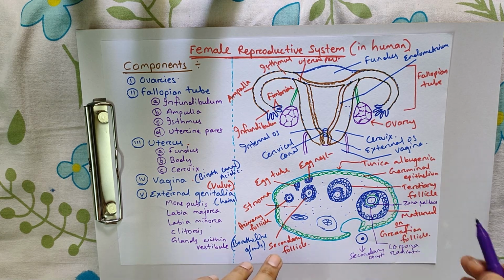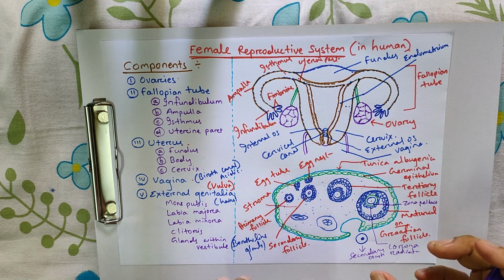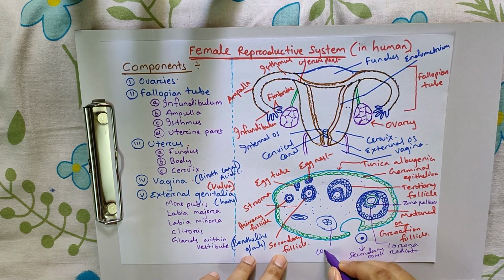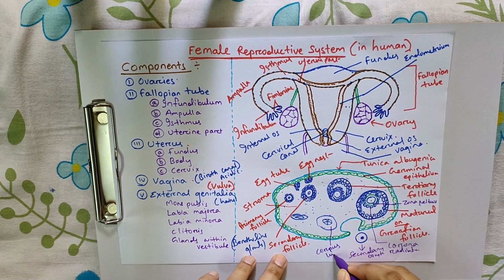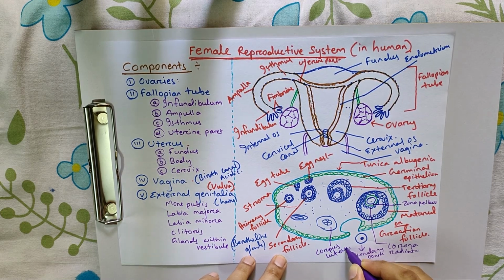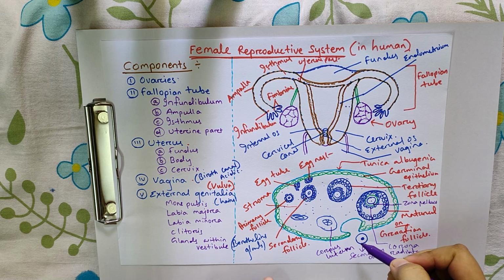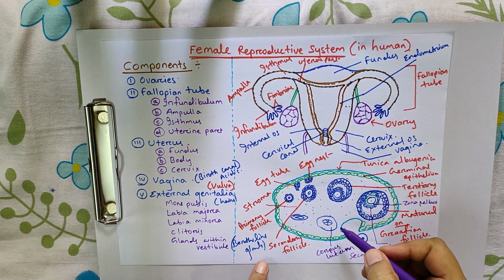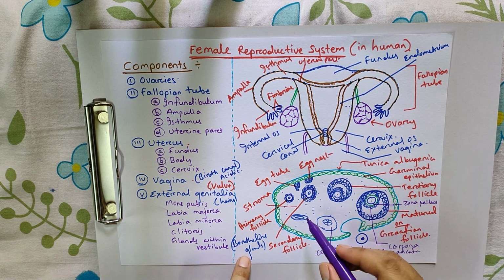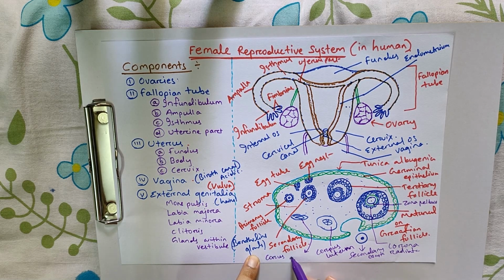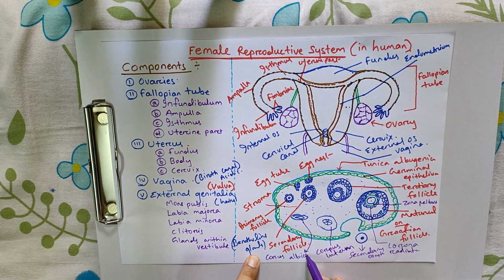After ovulation, the Graafian follicle or matured follicle becomes squeezed and develops into a glandular structure, that is the corpus luteum, which is a temporary endocrine gland. If the secondary oocyte does not undergo fertilization, then what happens? The corpus luteum degenerates and develops into a white structure, that is the corpus albicans.